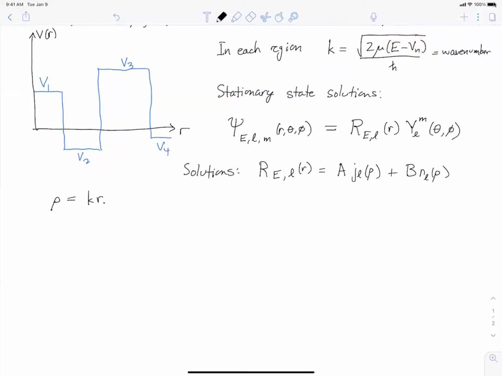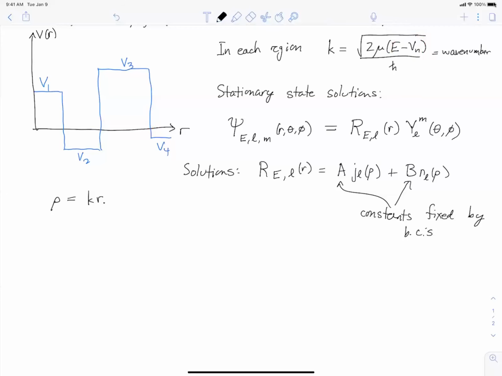Okay, and then the constants here are going to be fixed by the boundary conditions. We'll do some examples of that. Okay, the boundary conditions are what happens at each one of the join points here where the potential changes.